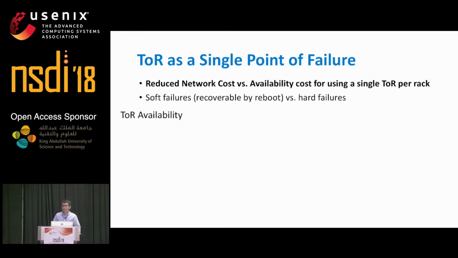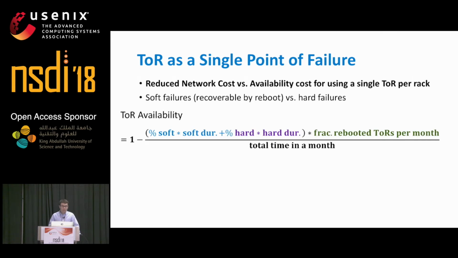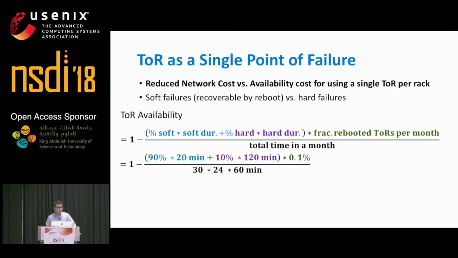So we can actually calculate ToR availability, which is basically 1 minus the expected downtime divided by the total amount of time. From data, we know that 90% of unplanned ToR failures are soft failures, and each of them can take a maximum of 20 minutes, while 10% of ToR failures are hard failures, which can take up to 2 hours to be replaced. Out of a fleet of tens of thousands of ToRs, about 1,000 of them would crash per month. So if you do the math, ToRs can achieve a maximum availability of 6 nines.